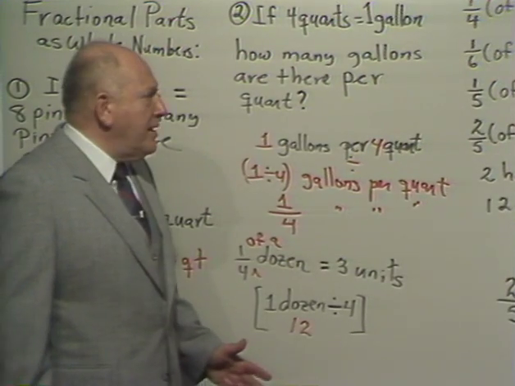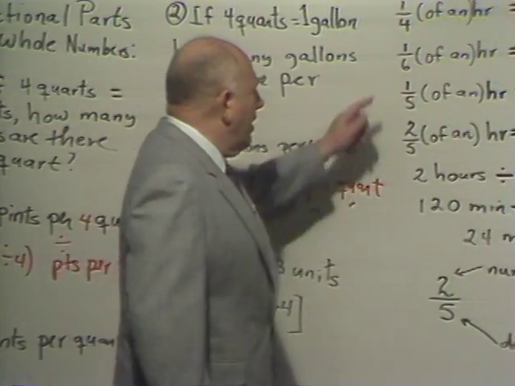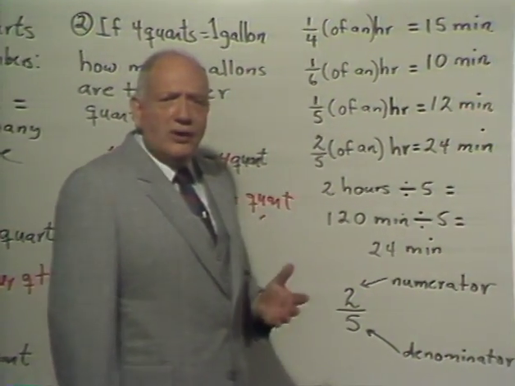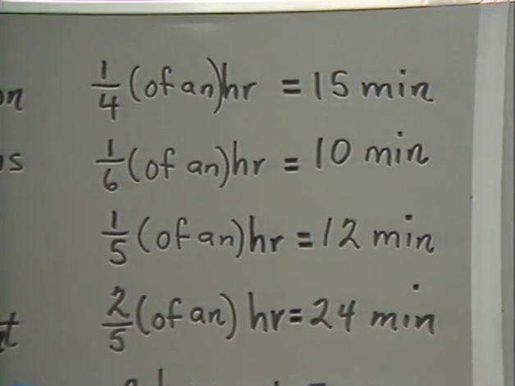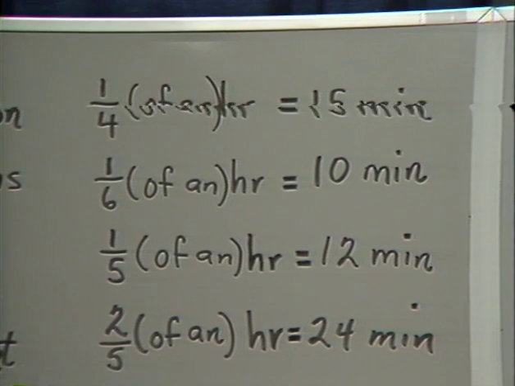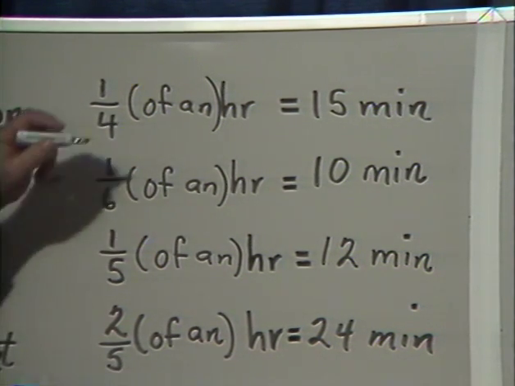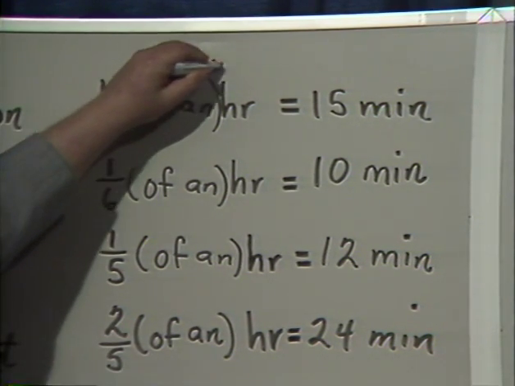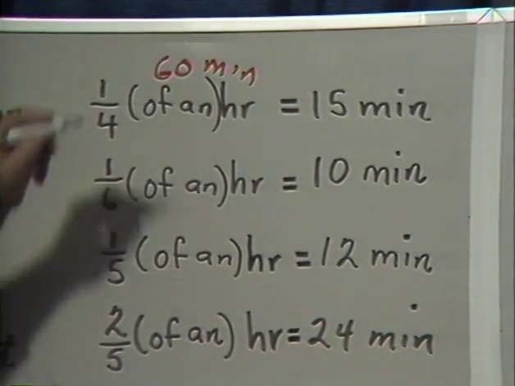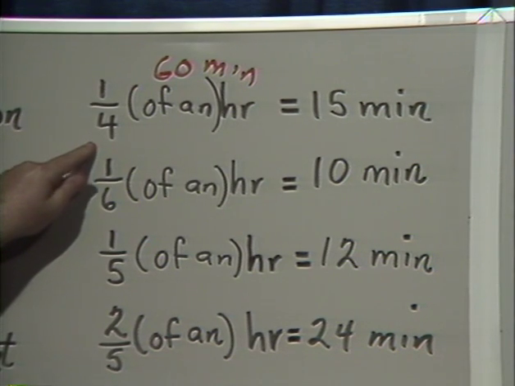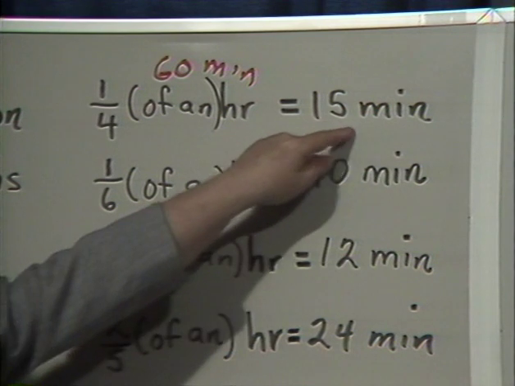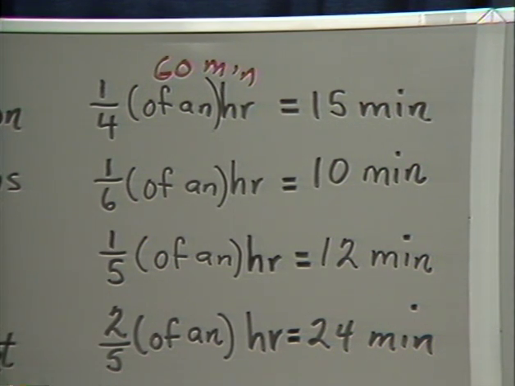And this goes on with many things that we do. For example, how often do we say a quarter of an hour? The word quarter and quart have the same origin. It really means 1/4. 1/4 of an hour has 60 minutes. So if you take 1/4 of 60 minutes, 60 divided by 4 is 15. So 1/4 of an hour, which looks like a fraction problem, is the same as 15 minutes, which looks like a whole number problem.